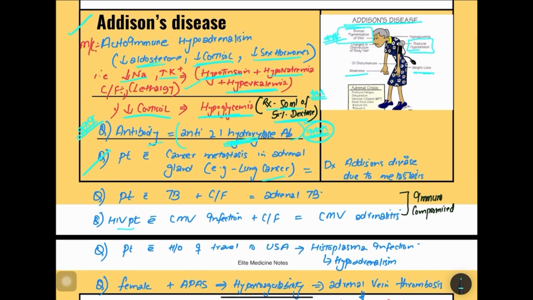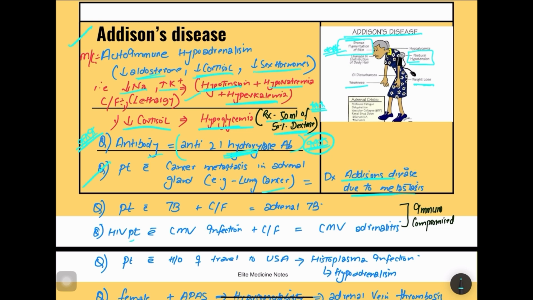Please remember, if the cancer has metastasized to the adrenal gland, it can lead to Addison's disease due to metastasis, okay? Next, they can ask you about a patient with clinical features of TB like fever, night sweats, and weight loss, plus clinical features of Addison's disease. The diagnosis will be adrenal TB, okay?